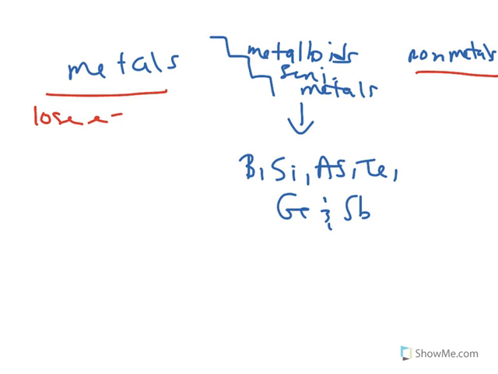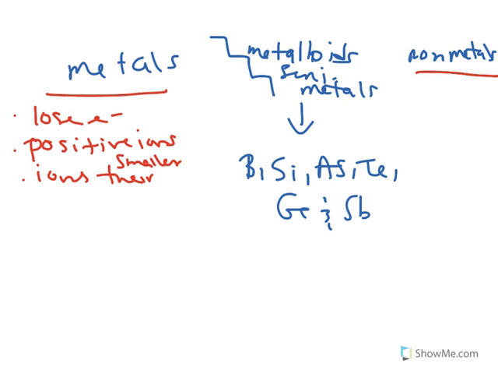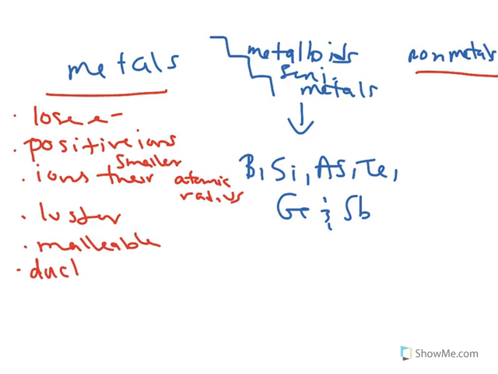Metals lose electrons, they form positive ions. Their ions are smaller than their atoms, or an ionic radius smaller than atomic radius. They have luster, they're malleable, which means we can hammer them into shape. They're ductile, which means I can pull them into wire. Luster again means that they're shiny. They have low ionization energy, and they have low electronegativity.